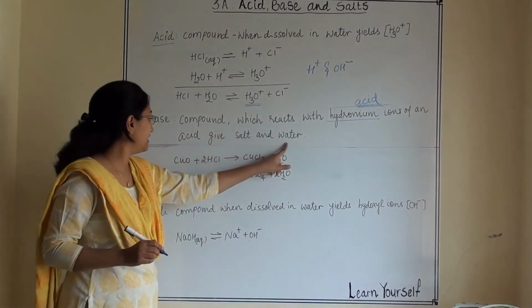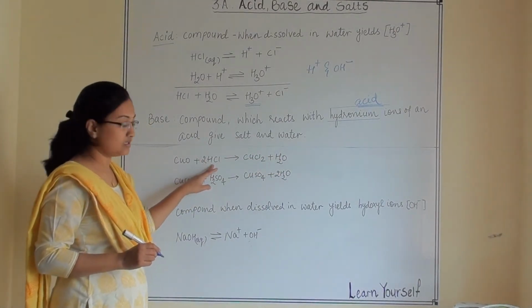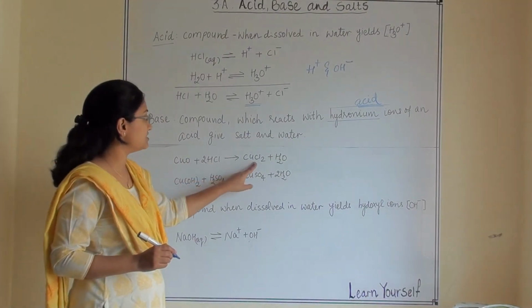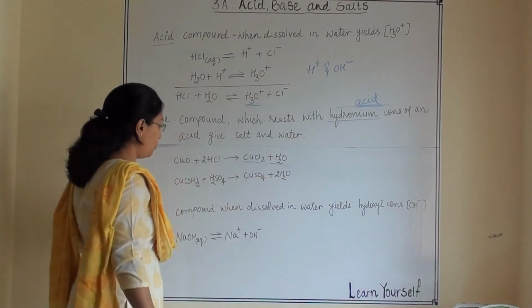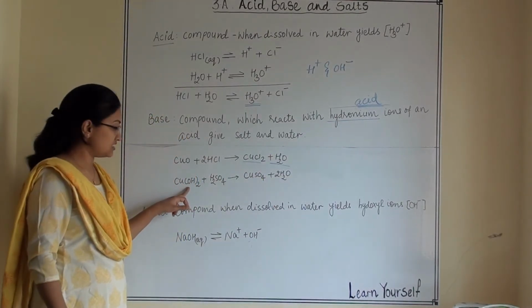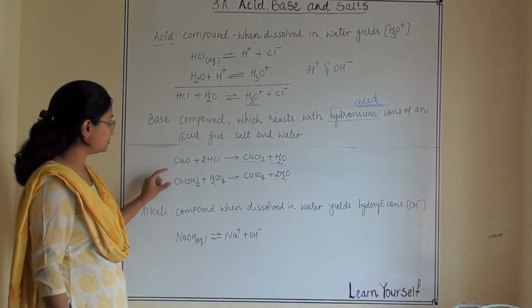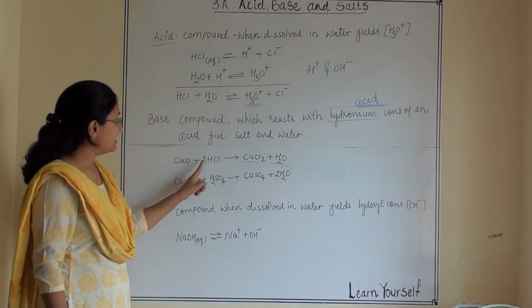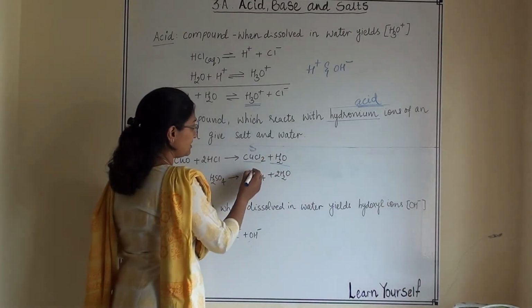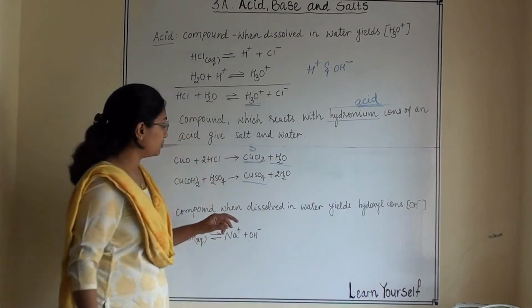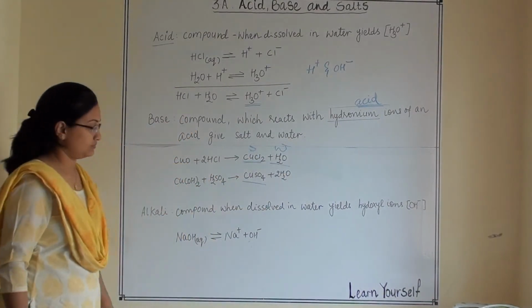For example, CuO, copper oxide, reacting with acid, that is HCl, will give us CuCl2 and H2O. This is a salt and this is water. Again, Cu(OH)2, copper hydroxide, will react with acid. These are our bases, copper oxide and copper hydroxide. Both are bases reacting with acid, giving us copper chloride and copper sulfate, which are salts, plus water.